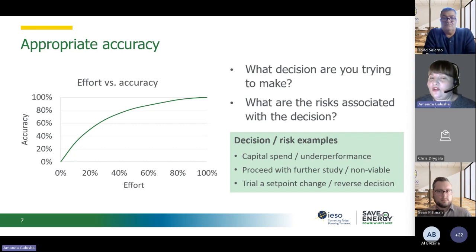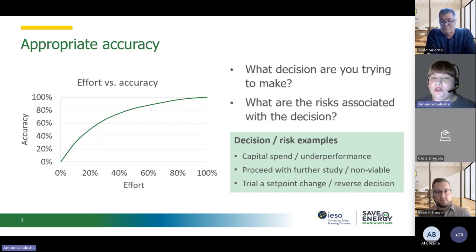To know what level of accuracy you require, think about what decision you're trying to make and the risks of getting it wrong associated with that decision. So an example might include the decision to make a big CapEx purchase. At a high level, the associated risk might be underperformance.